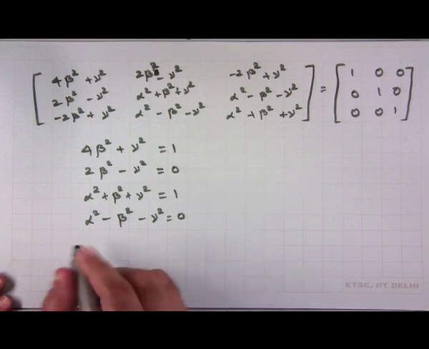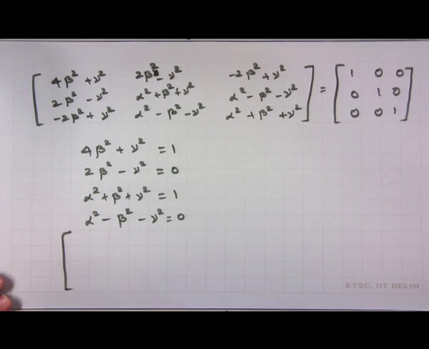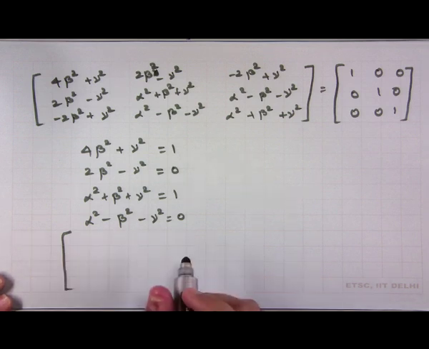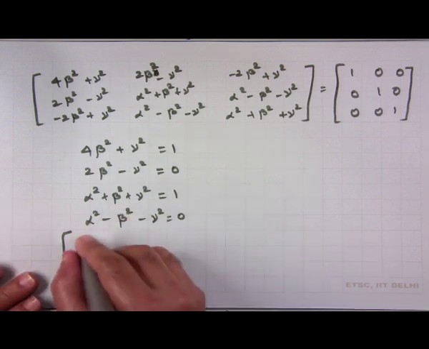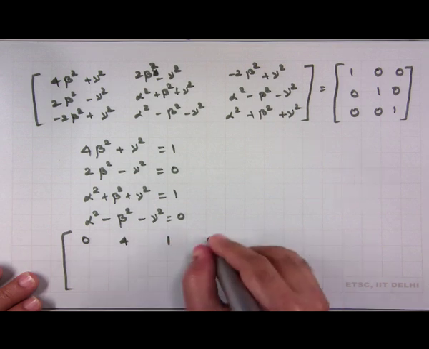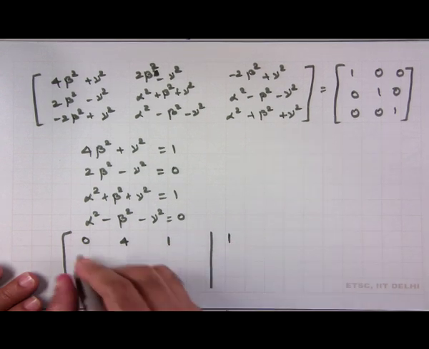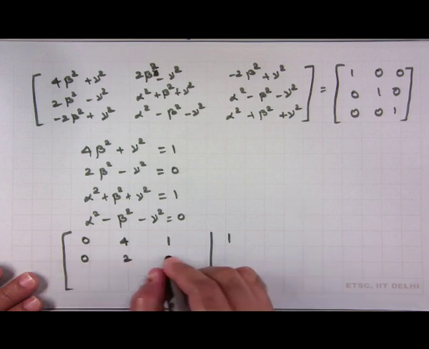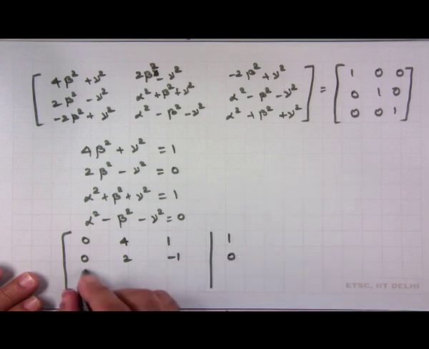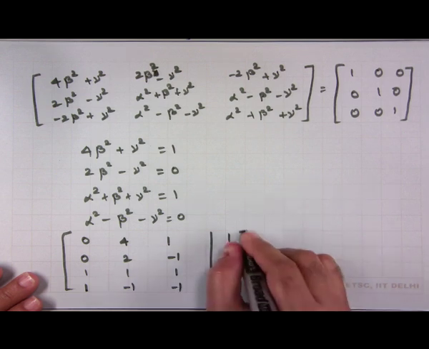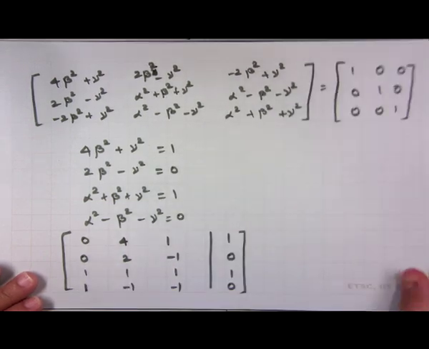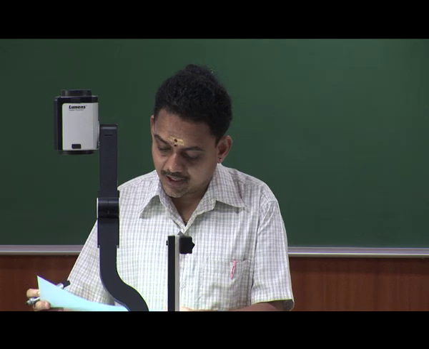Let us first write down in the form of an augmented matrix. Here we have 4 equations with alpha square, beta square, gamma square as the variables. So, 0, 4, 1 augmented with 1, 0, 2, minus 1, 0, 1, 1, 1, 1, 1, minus 1, minus 1 and 0. This is what we have. Let us try to convert them into its RRE.